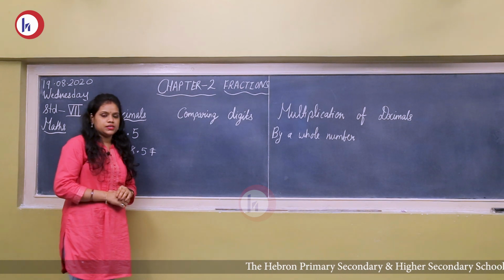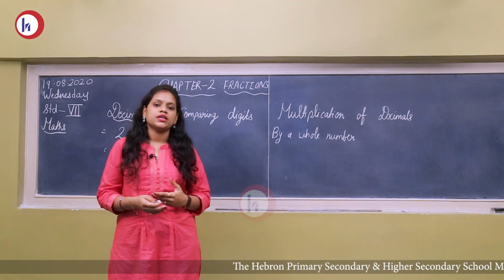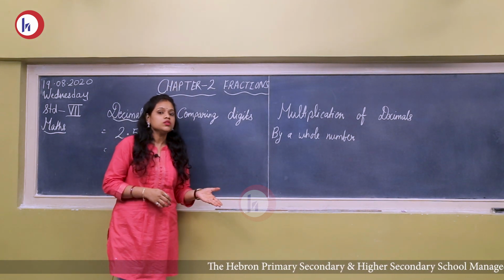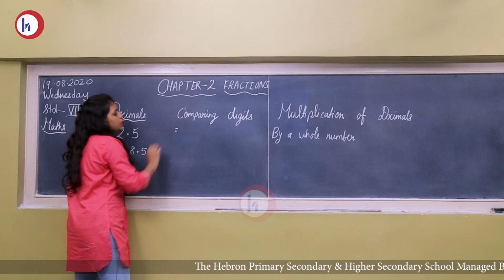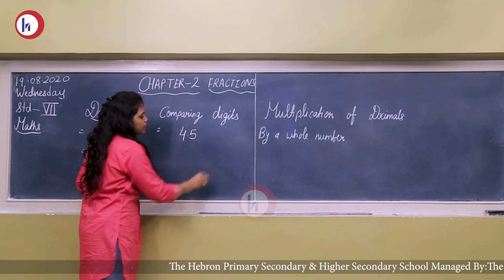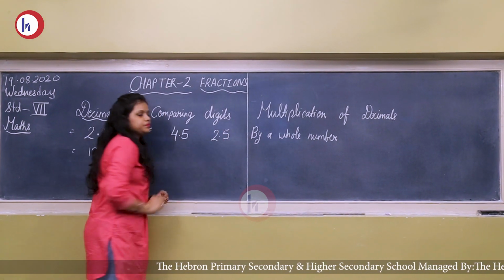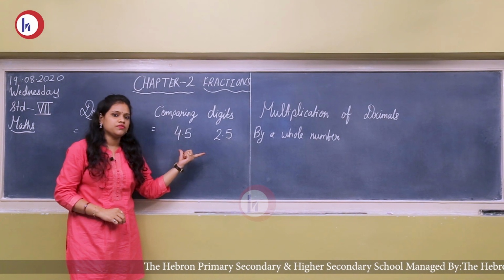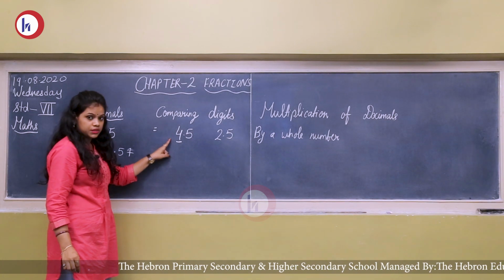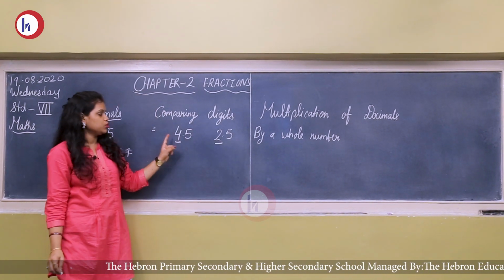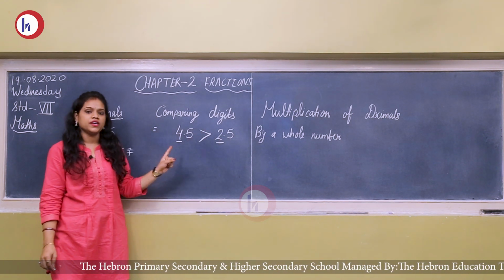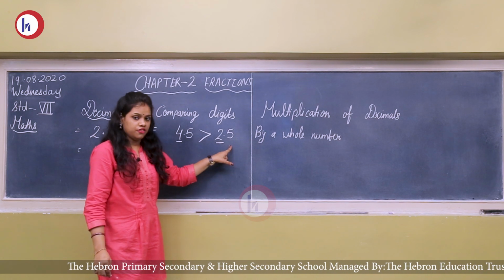Now comparing the digits. In decimals, how are you going to tell which of the decimal numbers is greater or smaller? Let's discuss that. Suppose you take 4.5 and 2.5. What you are going to see first is the digit before the decimal. Here it is 4, here it is 2. So which one is greater? 4.5 is greater than 2.5.